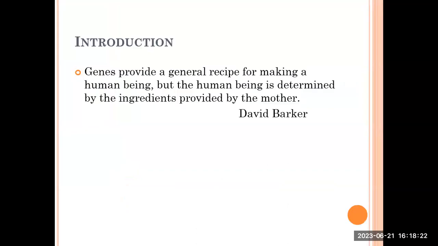All right, now I want to start with this quote by David Barker. It says, the genes provide, I think somebody has quoted it before, and I'm just reiterating it. It says the genes provide a general recipe for making a human being, but the human being is determined by the ingredients provided by the mother. This is a very profound statement, quote.